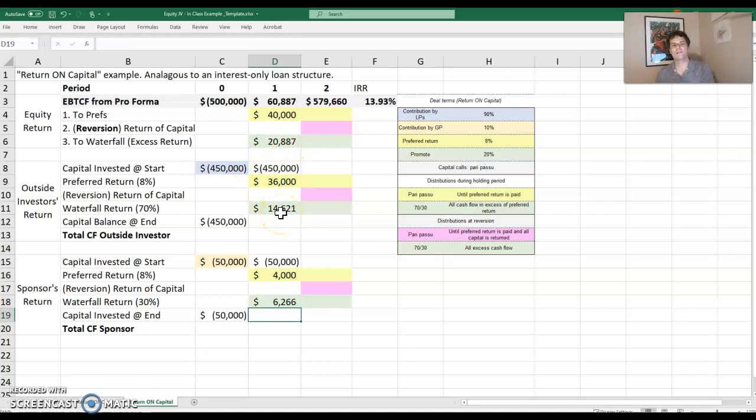Now notice we did not return any capital. So the capital balance at the end here is the same as it was in the beginning. So think of this as very analogous to an interest-only loan. We are not paying off the principal over time. We are simply paying the preferred return, which is similar to an interest payment. And then the excess money left over is distributed based on an excess return or a waterfall promote structure.